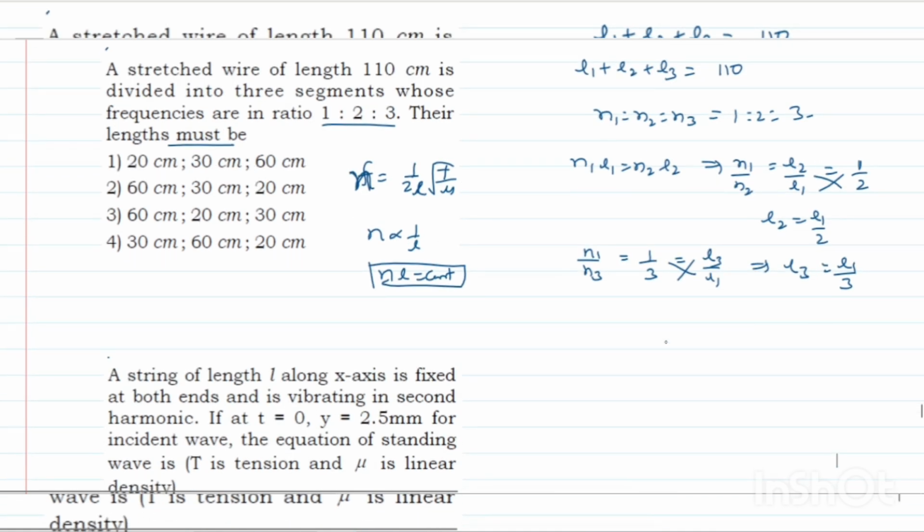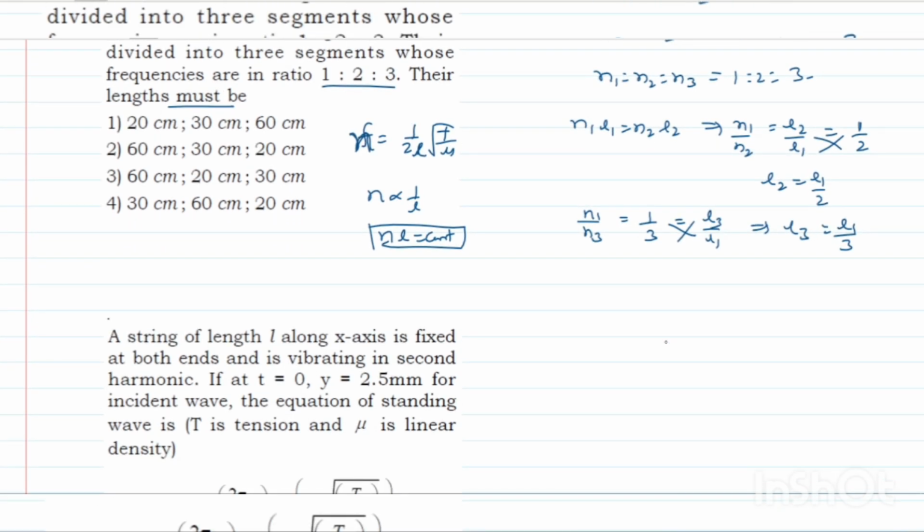Now you have to put all these values in the first equation. Therefore L1 plus L2 plus L3 will be equal to L1 plus L1 by 2 plus L1 by 3, which is given as 110 centimeter. When you are simplifying this one, you get L1 as nearly 60 centimeter. Then you have to put this value in the L2 value and L3 value. So L1 equals 60, L2 will be 30, and L3 will be 20 centimeters.